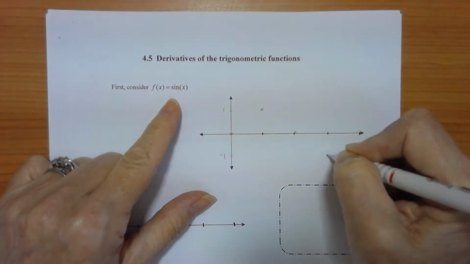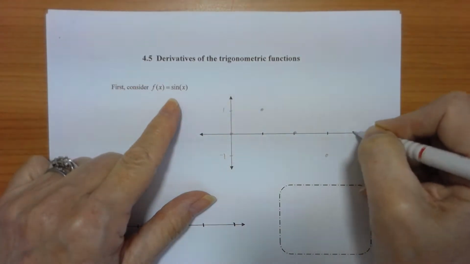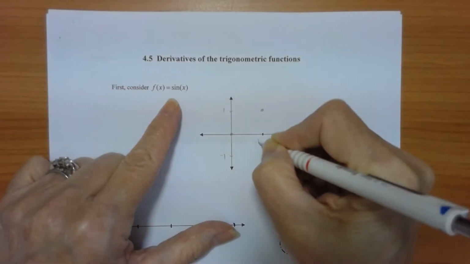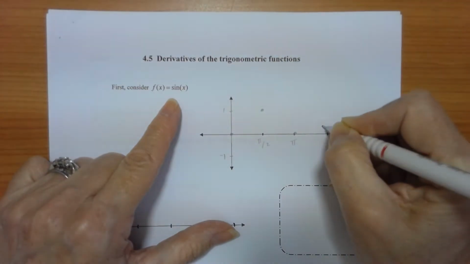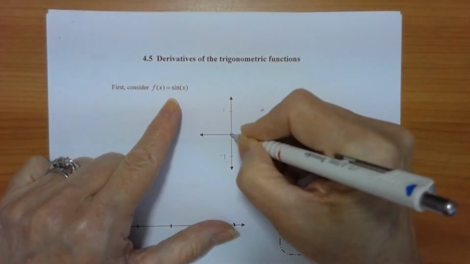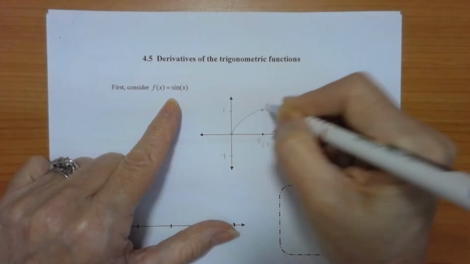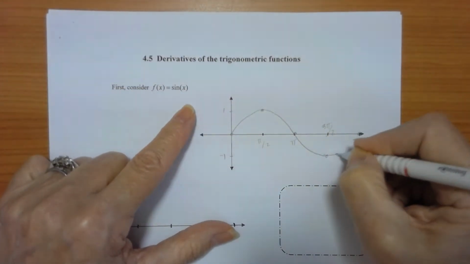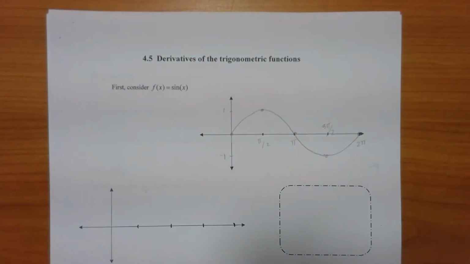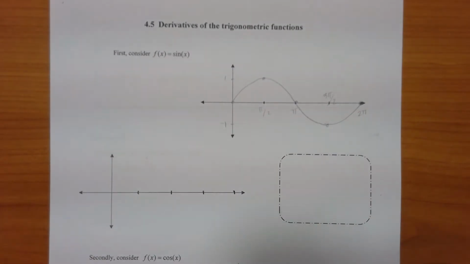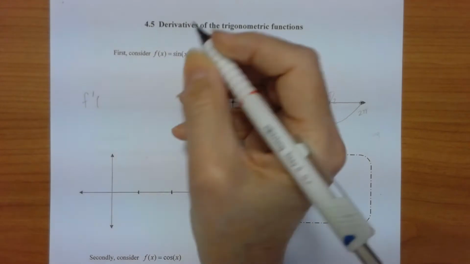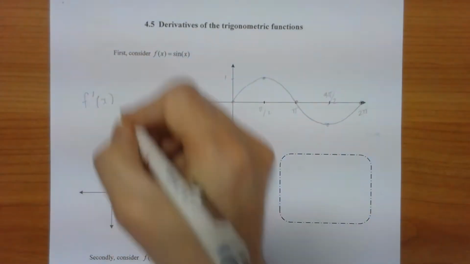I'm really skipping around here, but I know that this goes to 2 pi. This is pi on 2. This is 3 pi on 2. And the sine looks like this. And we're going to talk about the calculus of this thing. So I want to talk about the derivative, f dash of x. What is it?